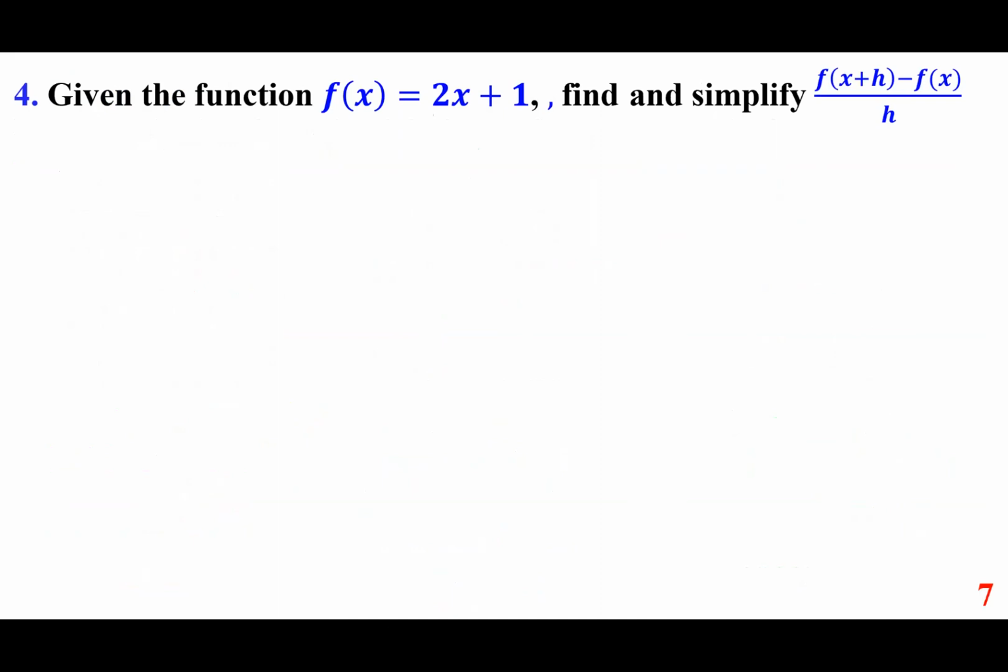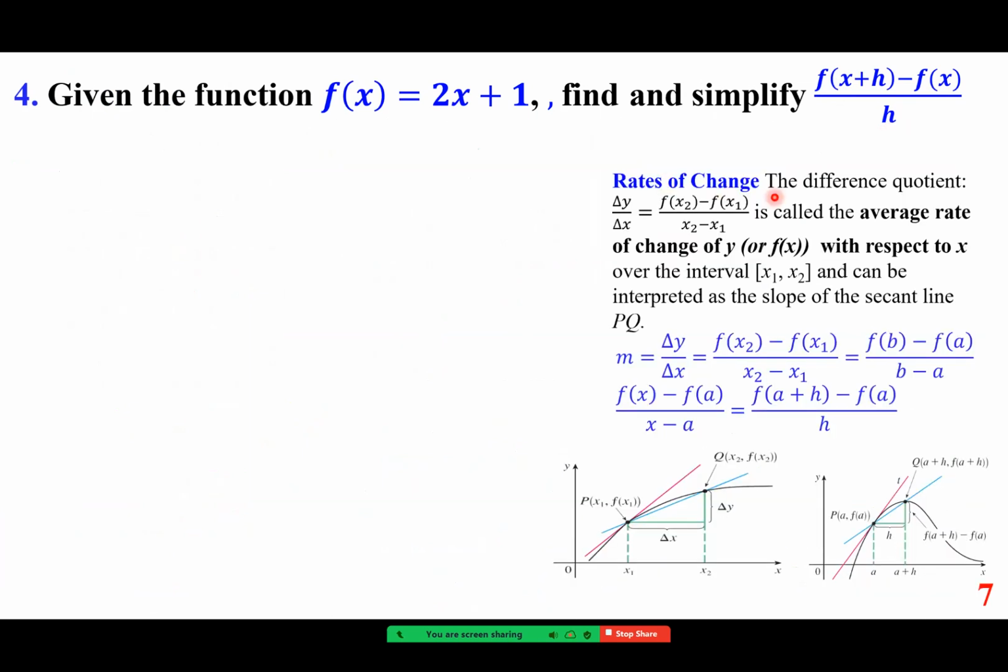Here's the function f of x equals 2x plus 1, and we want to find and simplify this expression. This is known as the difference quotient. So rates of change, the difference quotient delta y over delta x, which is f of x sub 2 minus f of x sub 1 over x sub 2 minus x sub 1. This is called the average rate of change of y with respect to x over the interval of x sub 1 to x sub 2, and can be interpreted as the slope of a secant line PQ.